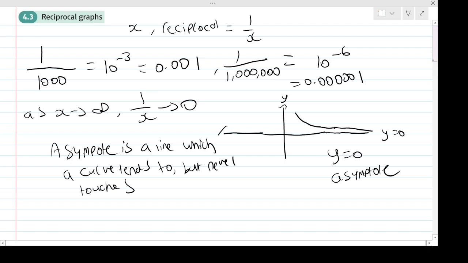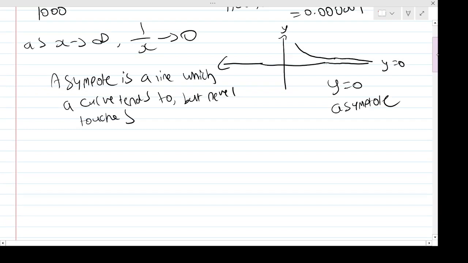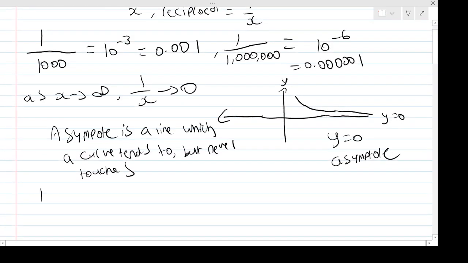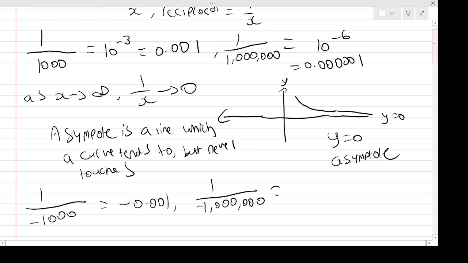What about when x gets to negative infinity? So we have a really big number, but it's negative. Well, okay, let's pick some values again. Let's use the same ones. So, if we have 1 over minus 1,000, it's just going to be negative of all of this, isn't it? So it's going to be negative 0.001, and then 1 over negative a million is going to be negative 0.00001.